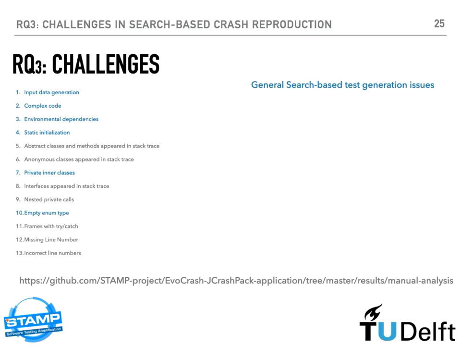Some of these challenges are related to the general search-based test generation issues. For instance, generating complex inputs for the class under test is a known challenge for automated test generation. But some of them are dedicated to crash reproduction. For instance, if the exception is captured by try-catch, the search process cannot detect that exception, and thereby it cannot indicate whether the generated test case can reproduce the given crash.